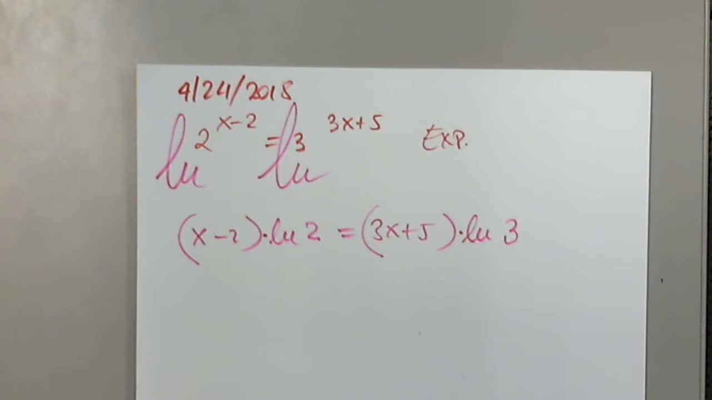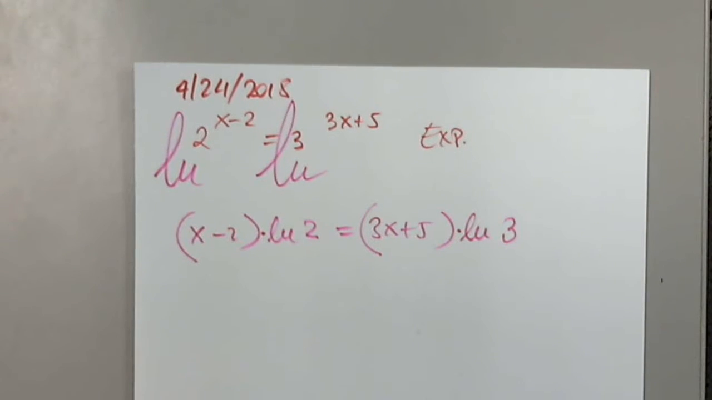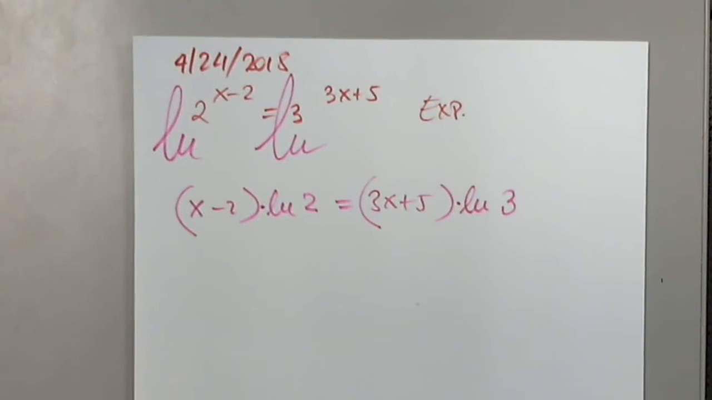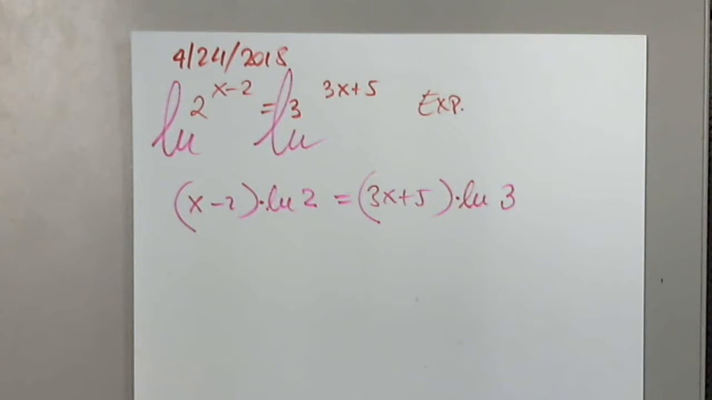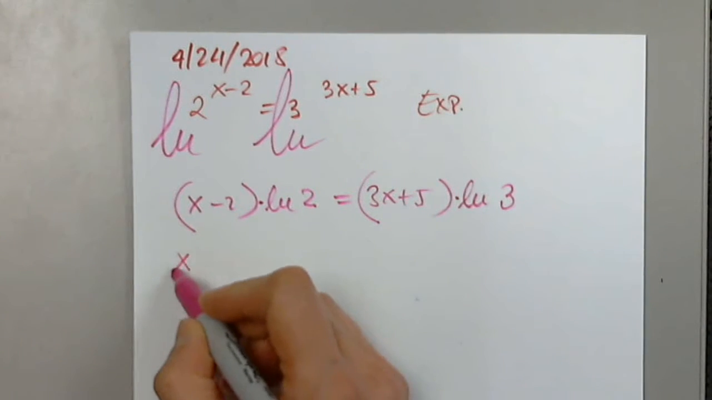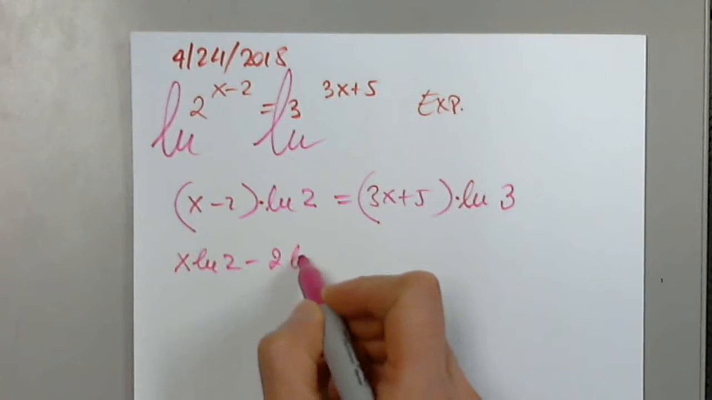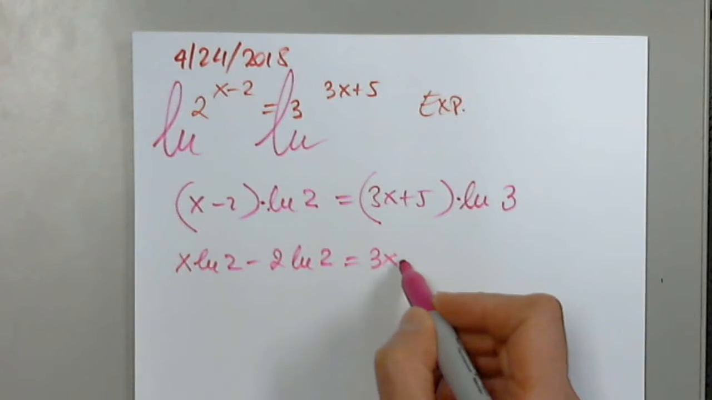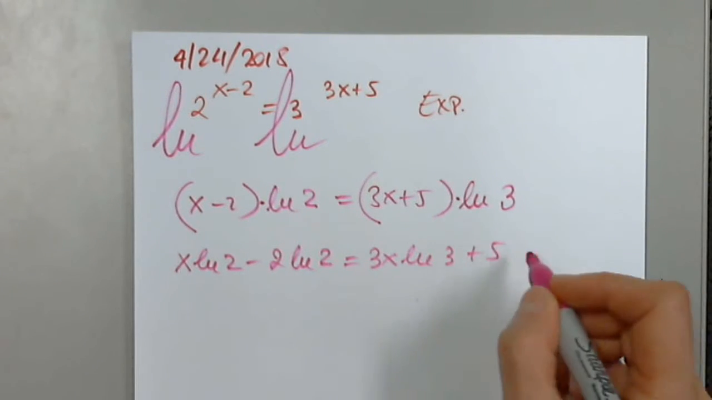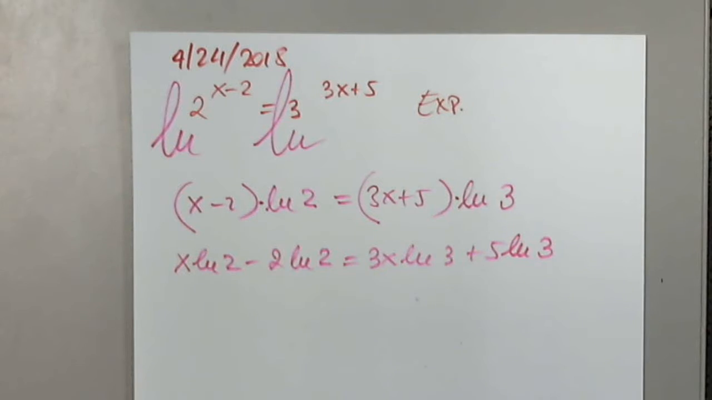Any suggestions? I'm trying to solve for x. What will be the next step? I have to distribute natural log. x natural log 2 minus 2 natural log 2 equals 3x natural log 3 plus 5 natural log 3.